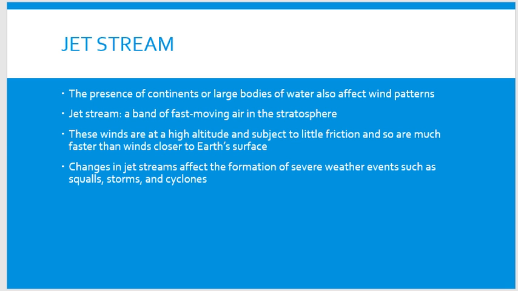These winds are at a high altitude, so they're higher off of the surface, and they're subject to very little friction. So they're a lot faster because they're not being slowed down by friction. Changes in the jet streams affect the formation of severe weather events like squalls, storms, and cyclones. That can cause issues just because of those high-speed winds.